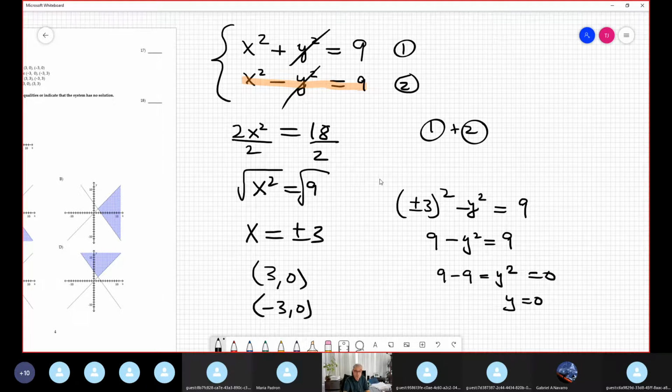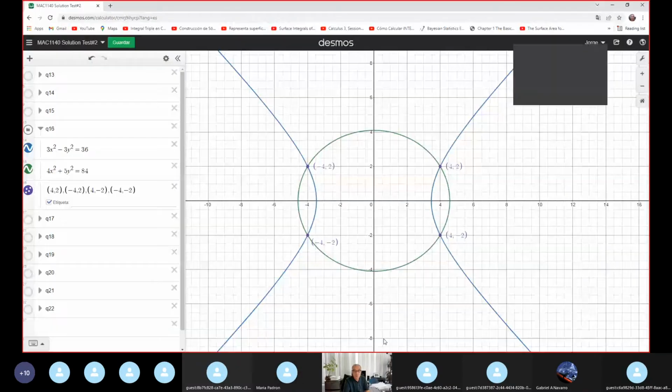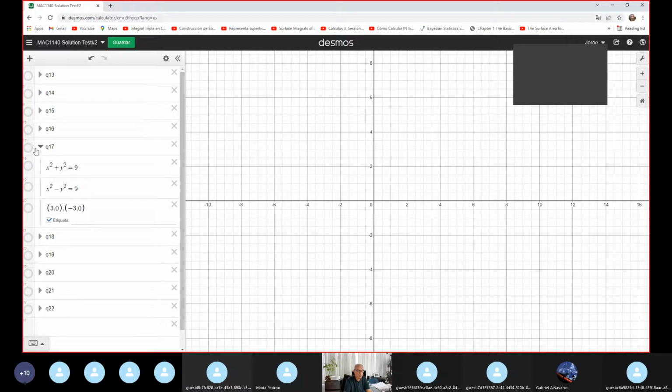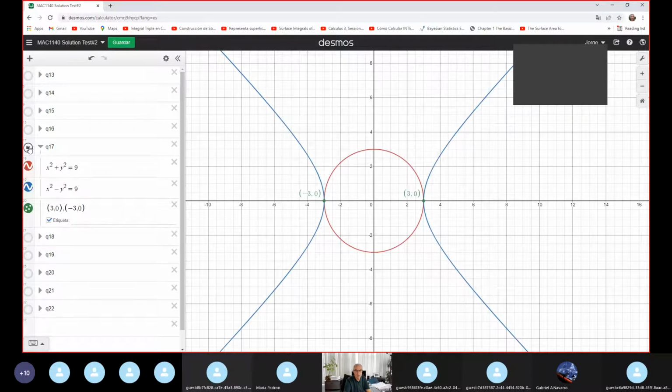To verify that, I go to decimals. We are doing 17. 17 is two non-linear equations. Look, one is a circle, the red one is a circle, the second one is a hyperbola, and the intersection is 2 points, 3,0 and negative 3,0.